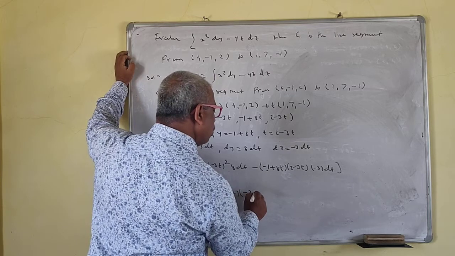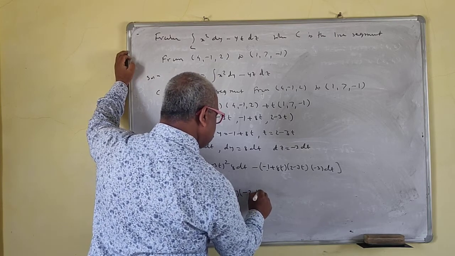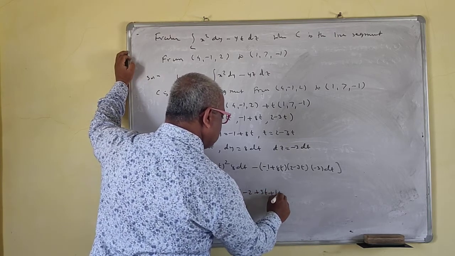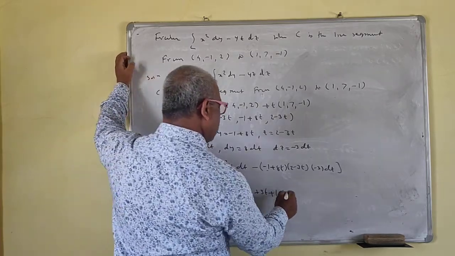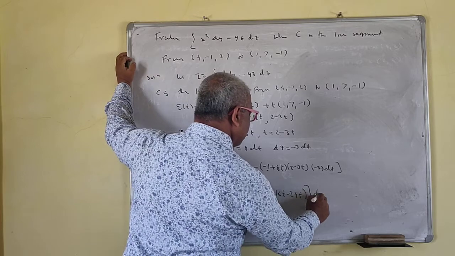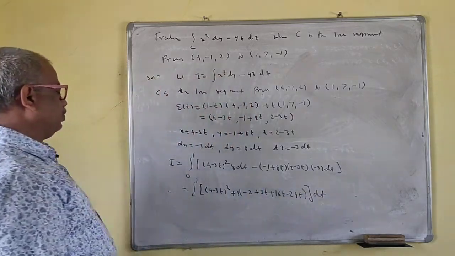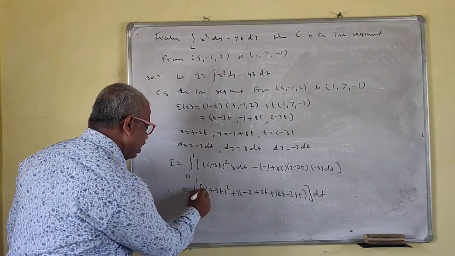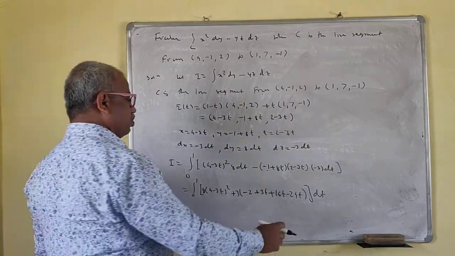Minus 2 minus plus 3t plus 16t plus 16t minus 24t. Okay, so I will take dt common now here. Dt common. Okay, so I forgot here 8 now. This 8 is very important now.